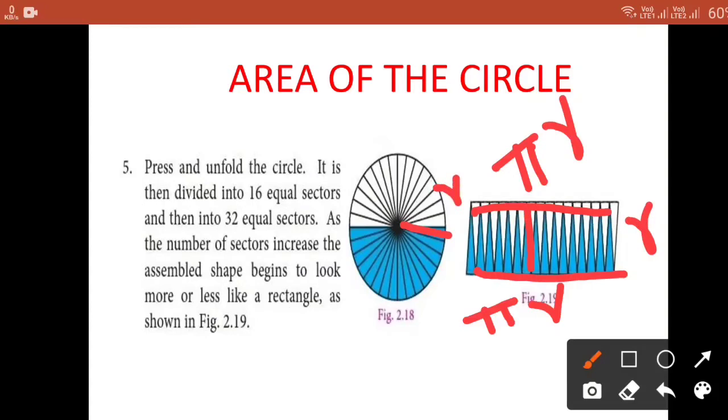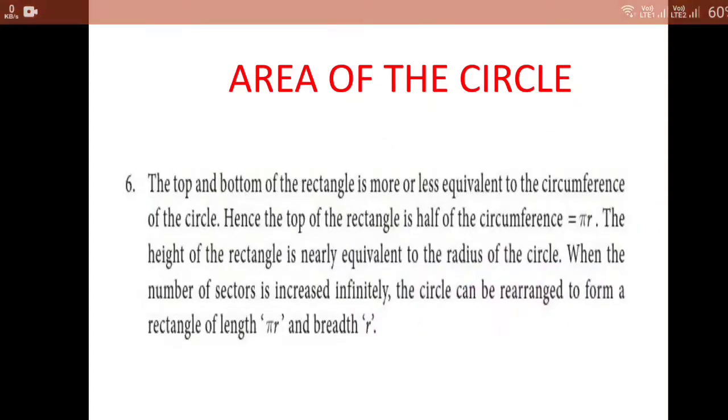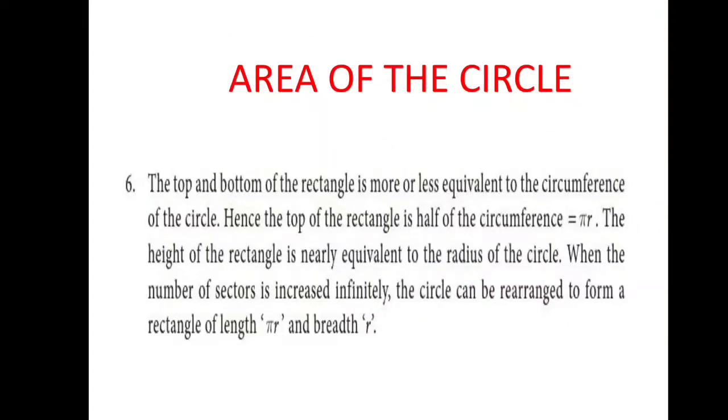The left side is r, the right side is r, the upper side is pi r and the bottom is pi r. So this looks like a rectangle. Am I correct? In a rectangle, opposite sides are equal, and that property is also satisfied here. So now the height of the rectangle is nearly equal to the radius of the circle.